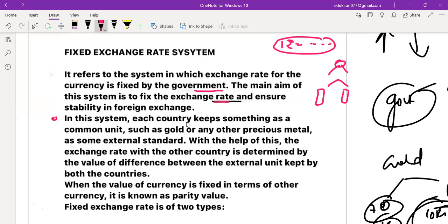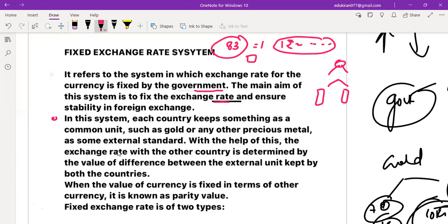Now, in this system, each country keeps something as a common unit. So how did they decide that, ma'am, how can we say that the dollar is so expensive? Like, you have to give 83 rupees just to purchase $1. So basically, they keep a unit, which is gold. According to the rates of gold in India and in the US, they compare it, right? Such as gold or any other precious metal as some external standard.